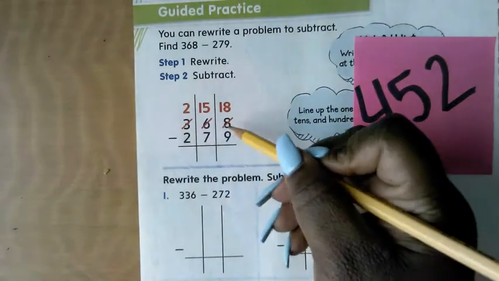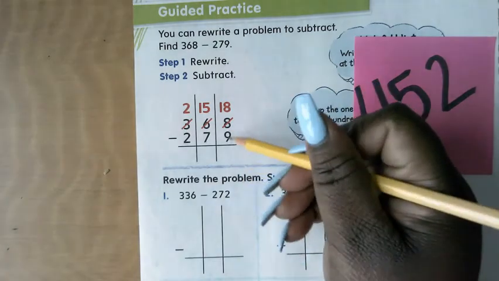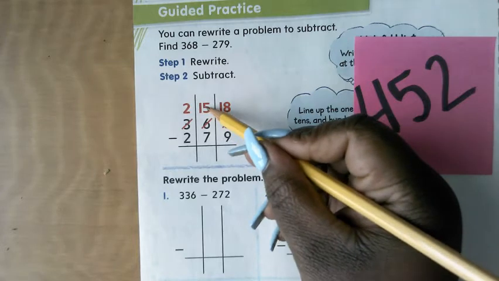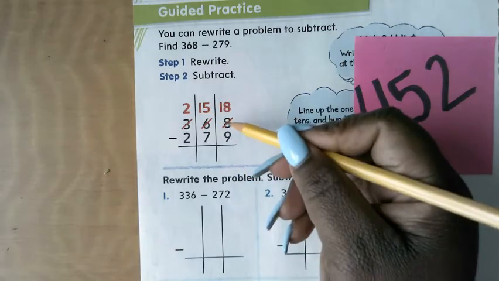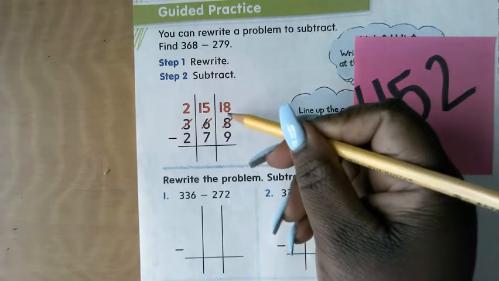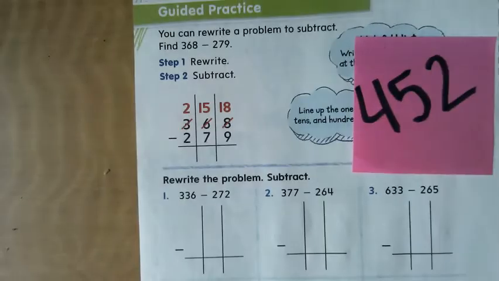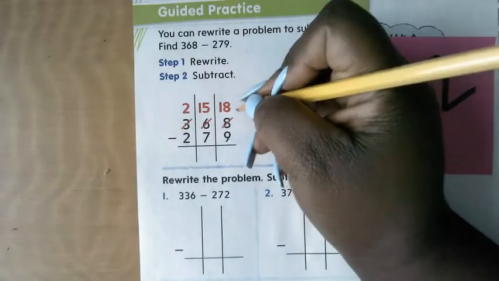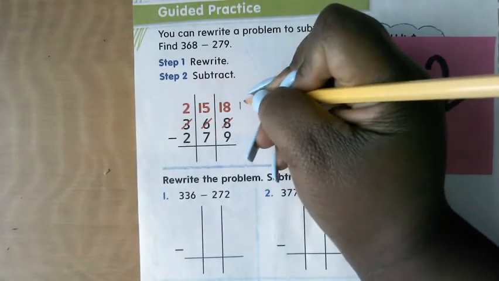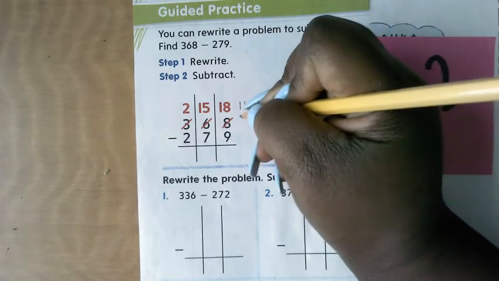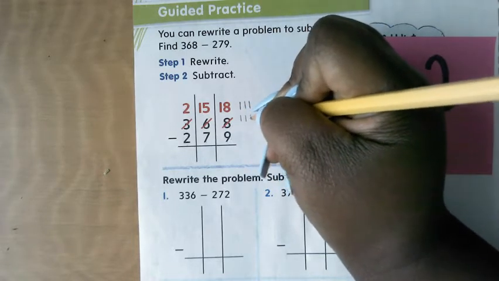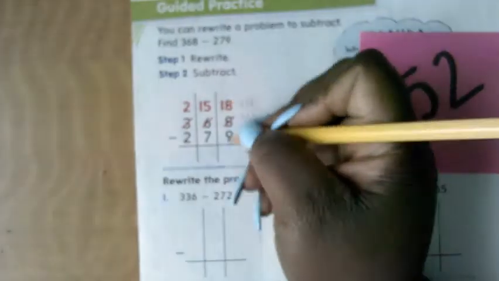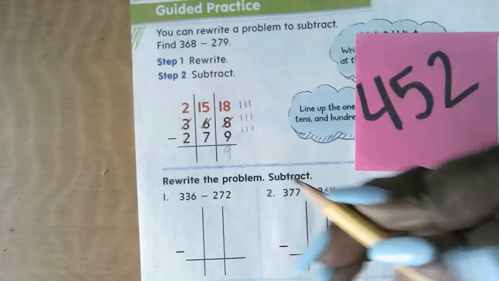So first we have 8 minus 9, and we can't do that, so they regrouped, and this 6 became a 5, and then the 8 became an 18. So now we have to take away 18 minus 9. So I'm going to draw 9 lines again to figure out what's 18 minus 9. So 18, 17, 16, 15, 14, 13, 12, 11, 10, 9. 18 minus 9 is 9.